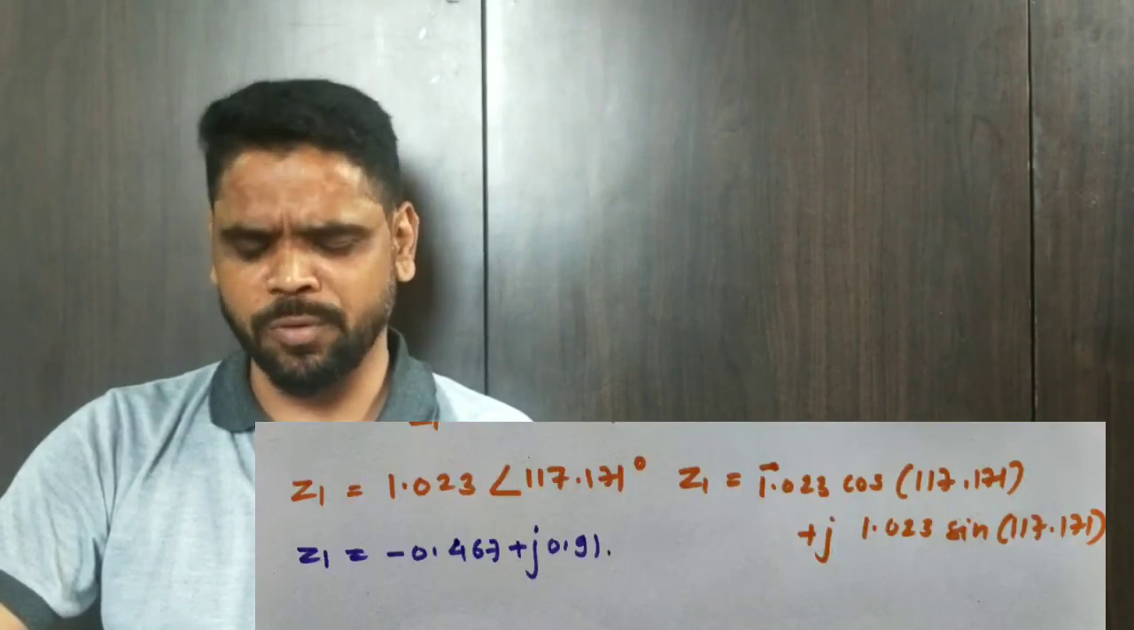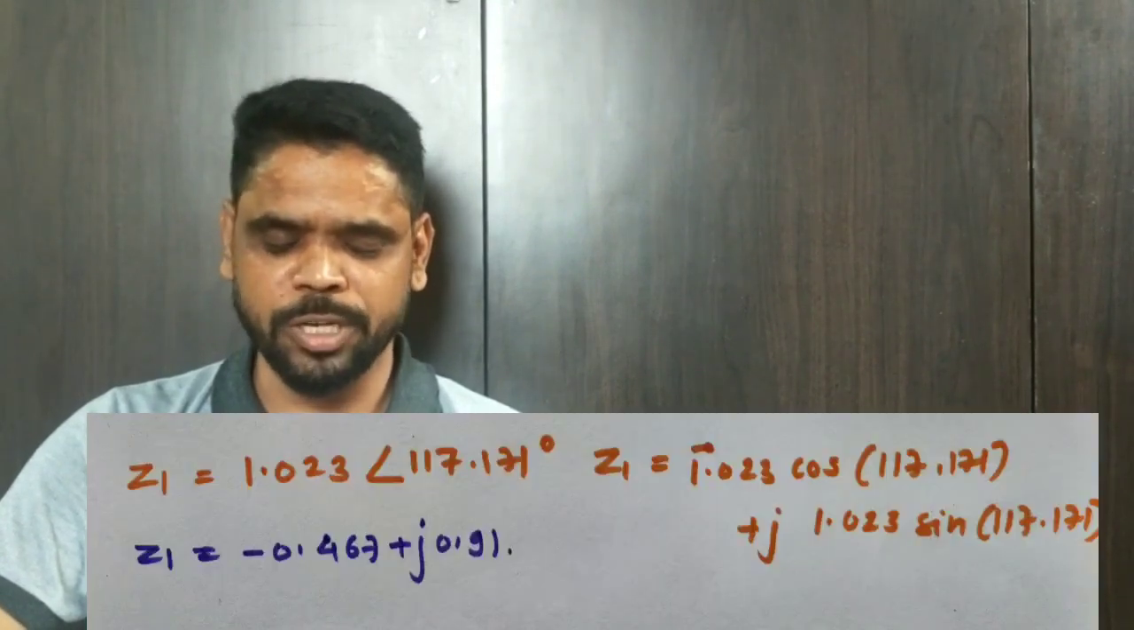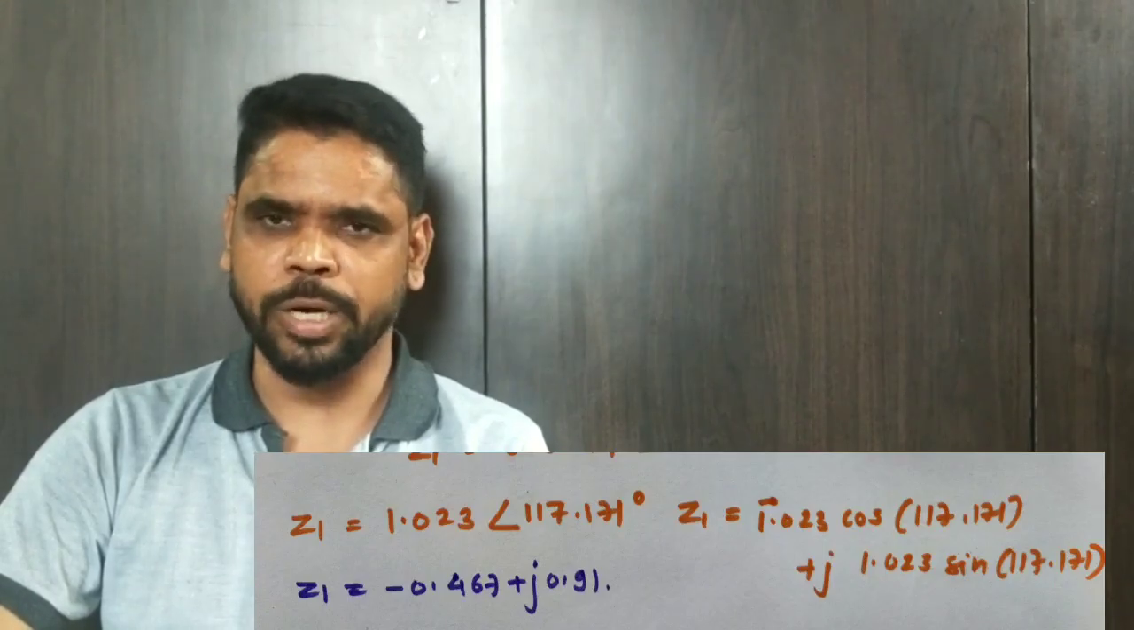Similarly, suppose the impedance Z1 is given in polar form as 1.023, angle 117.171 degrees. Now again, for the impedance Z1 we obtain its real part and imaginary part. The real part is magnitude into cos phi plus j, the imaginary part is magnitude into sin phi. That is 1.023 cos of angle phi plus j 1.023 sin of angle phi. Now the impedance comes out to be minus 0.467 plus j 0.91.